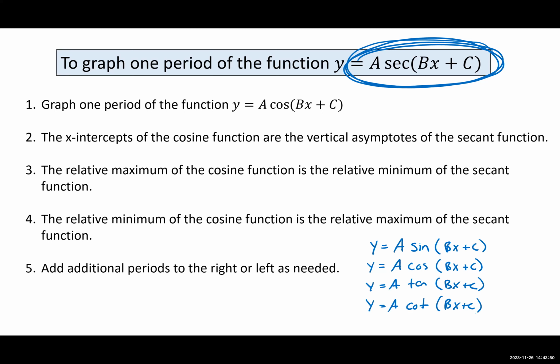All right, so now let's look at the secant function where there's a change in amplitude, change in period, change in phase shift. And we're going to approach this in the same way that we graph the cosine function. So that's actually step 1. Replace secant with cosine and make the graph.